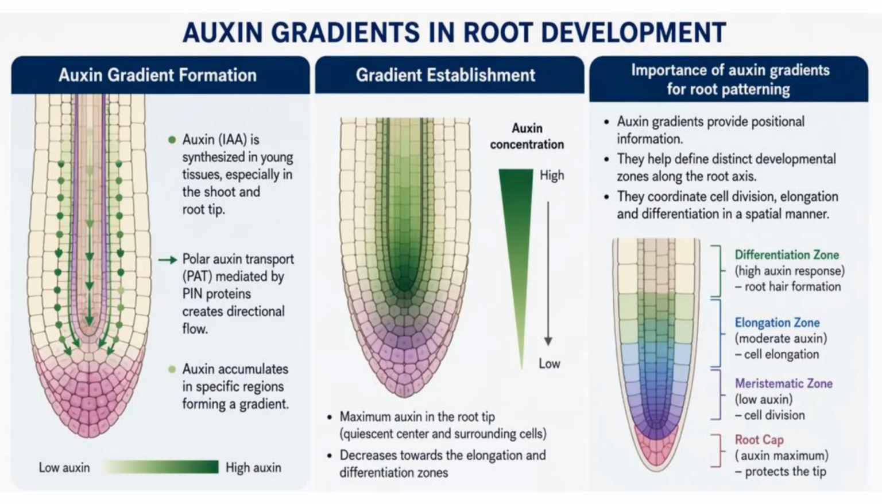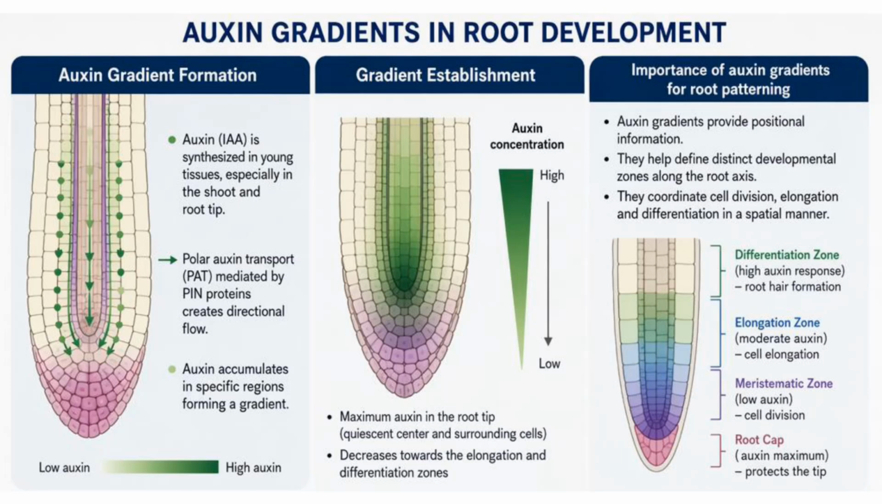The central panel illustrates this gradient beautifully. Notice the deep green at the root tip, indicating maximum auxin, which fades to lighter green as you move upward through the root. The arrow confirms this. Auxin is highest at the tip and decreases progressively toward the more mature regions of the root. Now, the critical question is, why does this gradient matter? Look at the right panel, which shows how different zones of the root have different auxin concentrations, and how cells in each zone behave differently as a result.